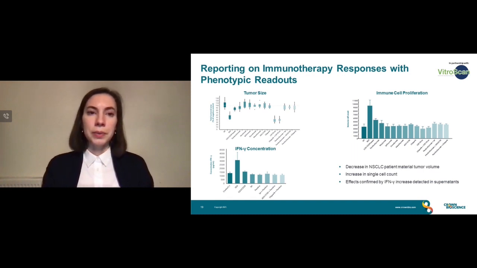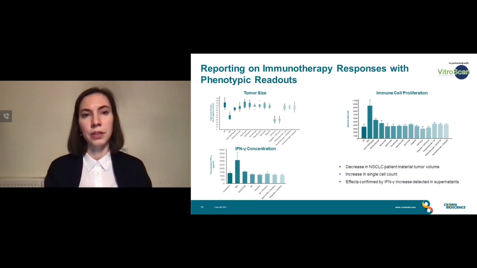Also, when we analyze supernatants from these cultures, we can confirm that in this specific sample, in case of SEA, where we see an increase in immune cell proliferation and the killing of the tumor, we have also observed an increase in interferon gamma production, confirming our functional readout from the phenotypic analysis assay.